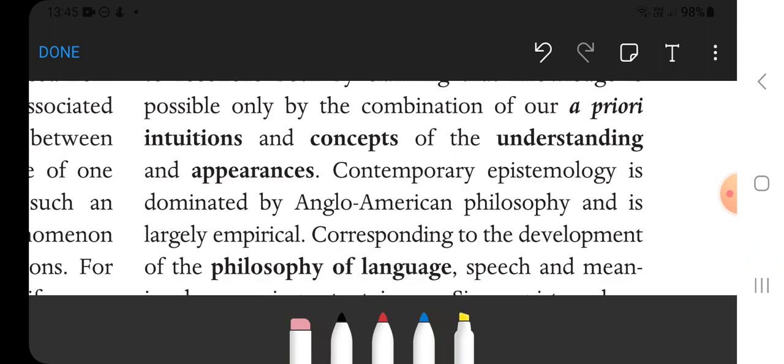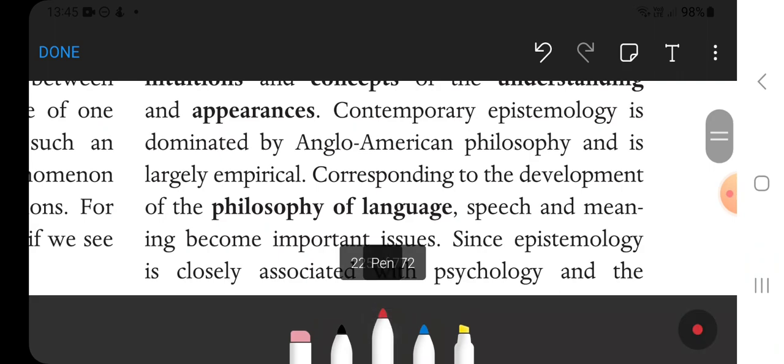Contemporary epistemology is dominated by Anglo-American philosophy and is largely empirical, or so it claims. It does claim to be empirical, but it's highly abstract as well. It is empiricist to the extent that it considers sense experience as the basic source of information, etc. But then it theorizes it in a very abstract way. Corresponding to the development of the philosophy of language, speech and meaning become important issues.